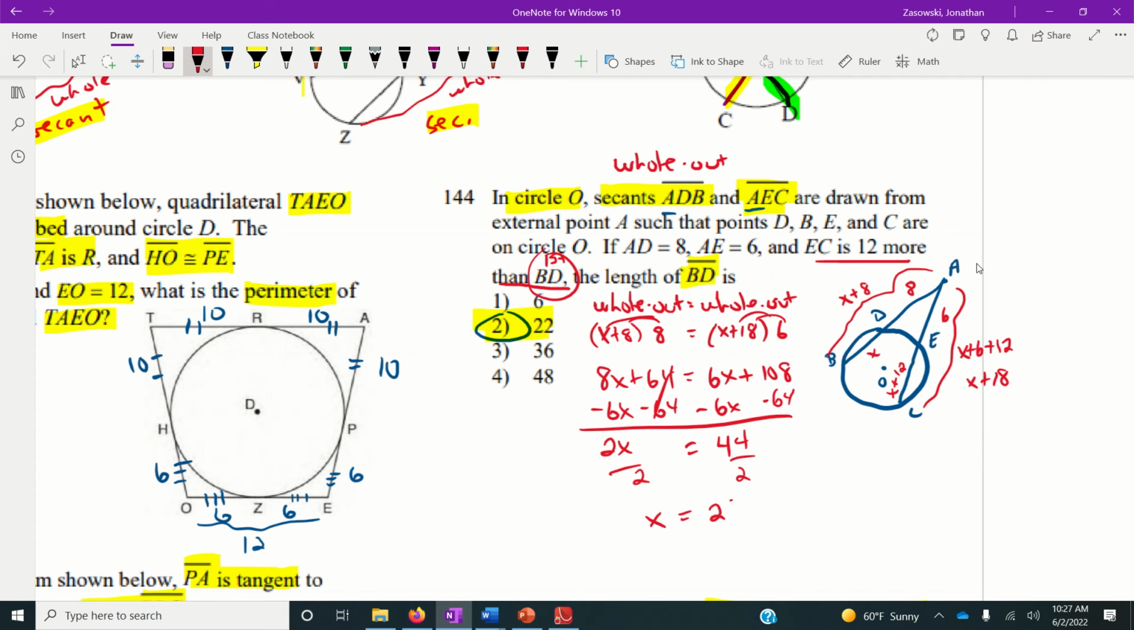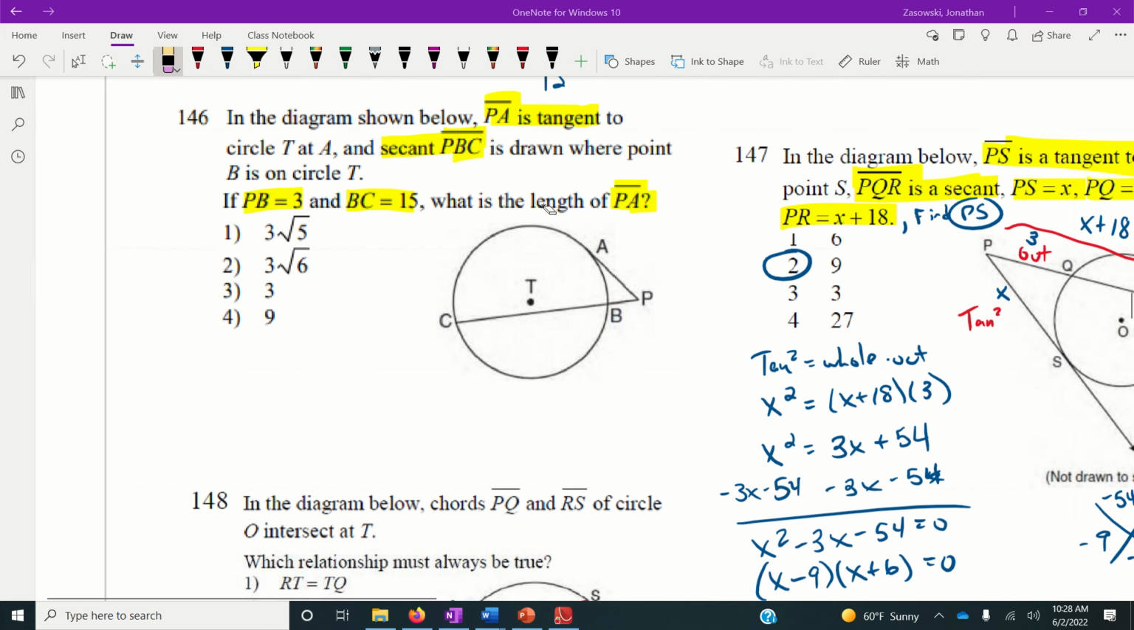I can't say this enough. Make sure you reread the question before you circle an answer. Because if it had said AD, and you circled 22 because that was x, you'd get this wrong. So make sure you go back and double check, okay? But the answer should be choice 2 because we called BD x, and that's what we found. All right, let's try the next one.